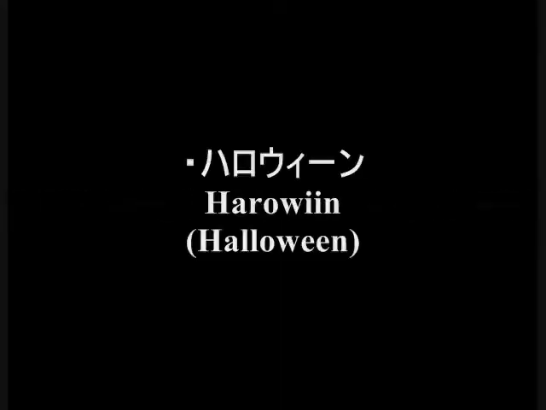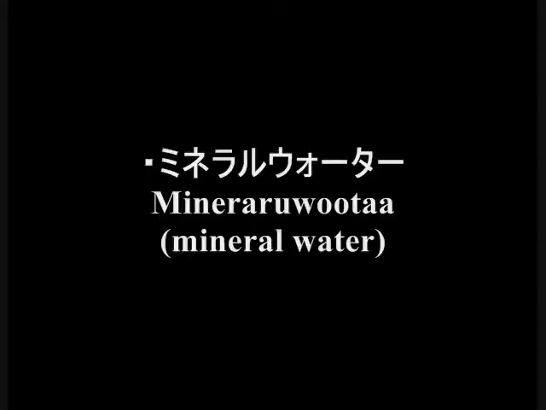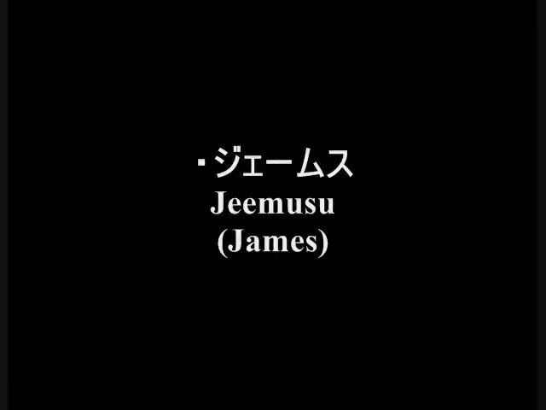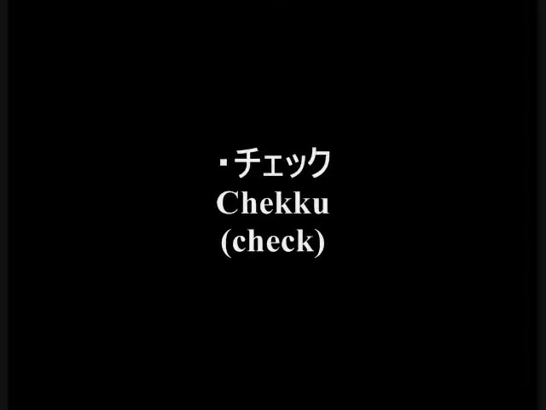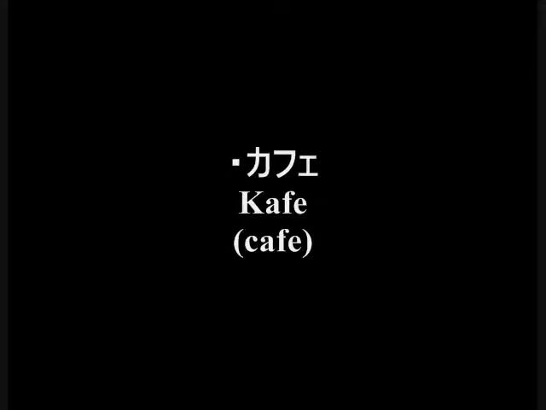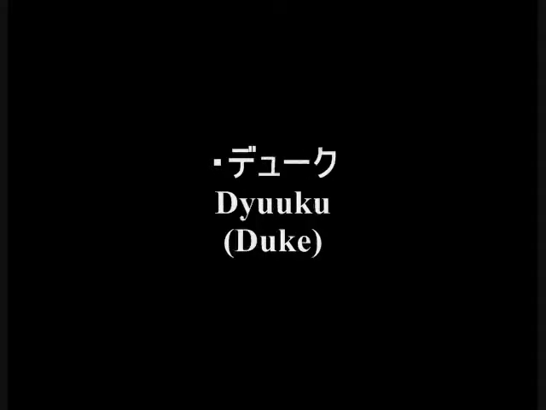2. Additional combinations with small vowel letters are used to transcribe foreign sounds that originally did not exist in Japanese. For example, Halloween, highway, mineral water, sherry, James, check, Philippine, cafe, party, disco, duke.